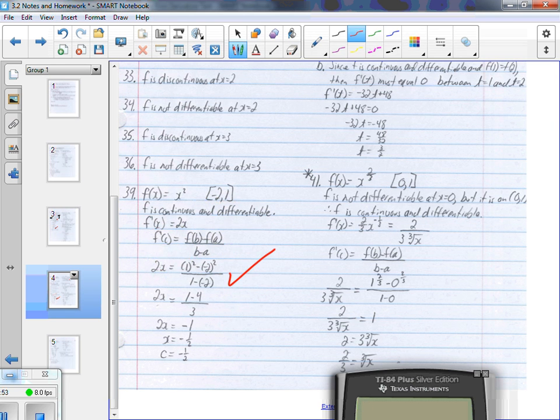All right, you with me? Okay, we got it beat now. So I'll get negative 3 over 3 on the right. So negative 3 over 3 is a negative 1. So 2x equals negative 1. So x equals a negative 1/2. So that C we were looking for is negative 1/2.